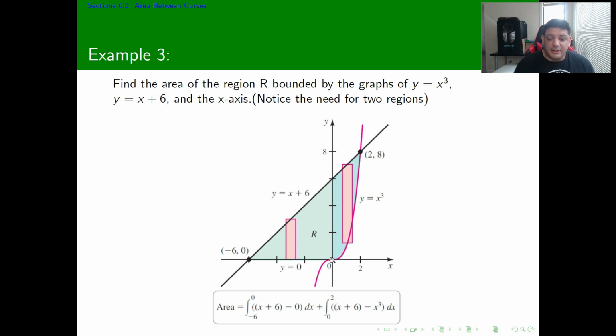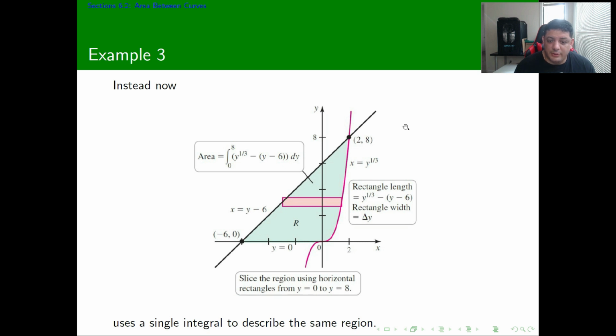But second, from 0 to 2, we can talk about x plus 6 minus x cubed, and that is going to characterize our second area, and it's going to give us a different integral. Now, notice that if you flip around this area and think about it in terms of y, you're just going to need one integral: the integral of the difference of this function in terms of y minus this function in terms of y. So this is how it will look.